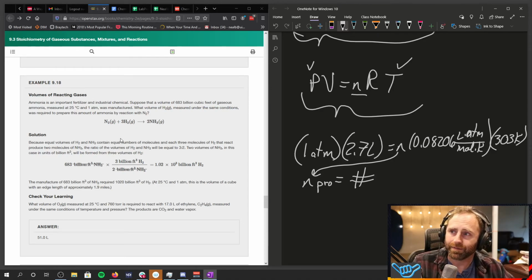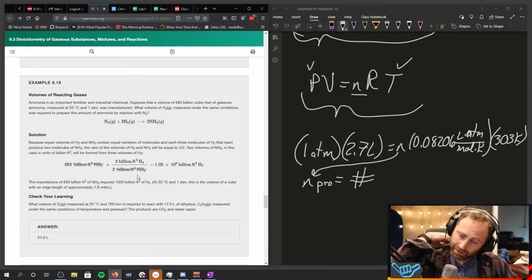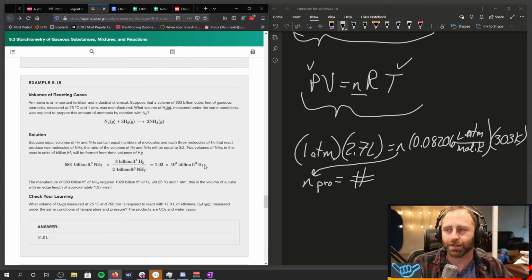9.18, pretty similar situation here. The difference in 9.18 is you're doing dimensional analysis with respect to cubic feet. Cubic feet is just a volume measurement. And so they're working through the process of saying, if you know what your volume measurement conversion factor is, based off of your stoichiometry up here, it's a 3:2 ratio. If you have 3 billion cubic feet of hydrogen, you can generate 2 billion cubic feet of ammonia to come up with your final answer.